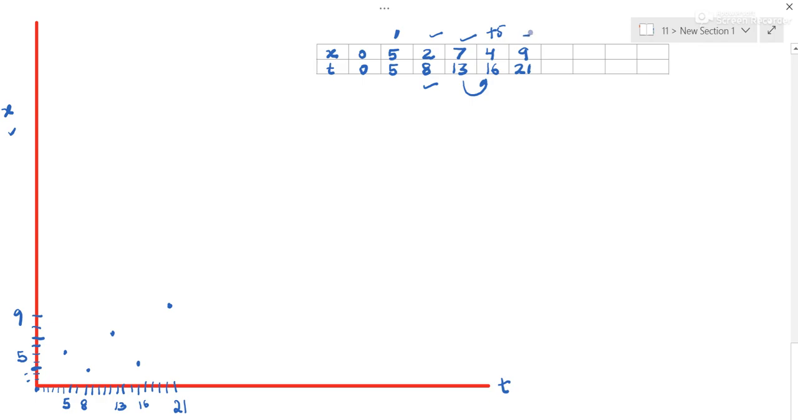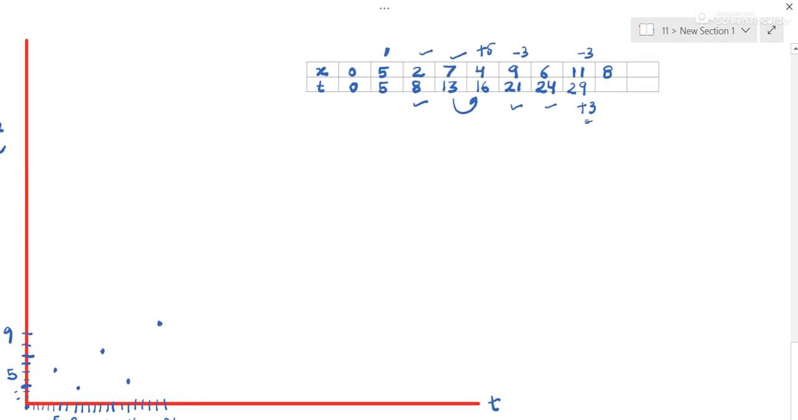Okay, now 3 steps back. So minus 3, 6, but time will be added, 24. So similarly you can plot 6 and 24. Okay, then 5 forward. So 11 and 5 to this, that is 29. Then minus 3, 3 steps backward. So 8, and this will be your 32. Now 5 steps forward. So 13, and this is plus 5, 37.